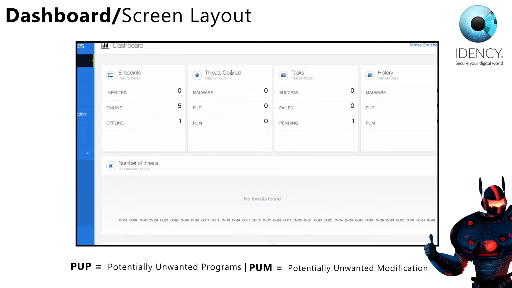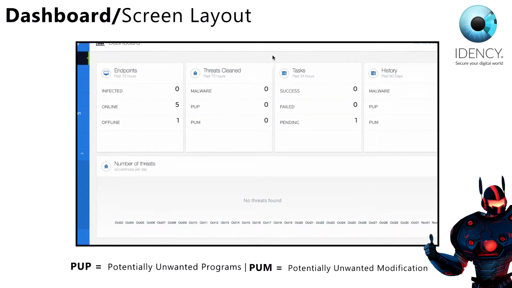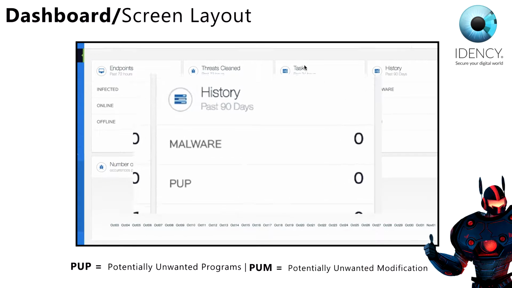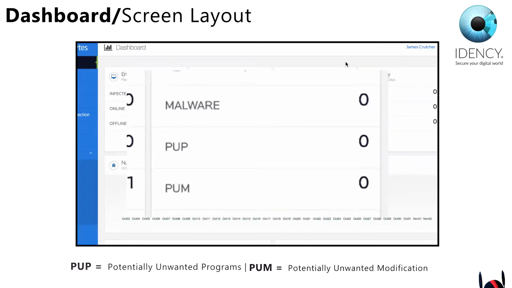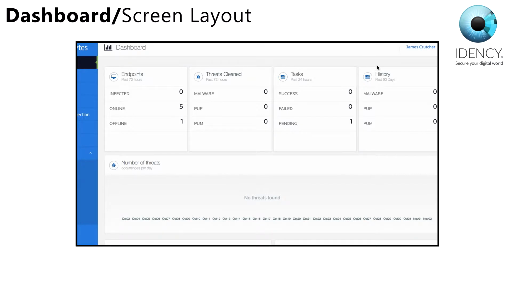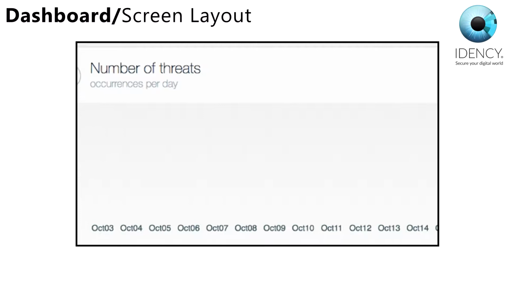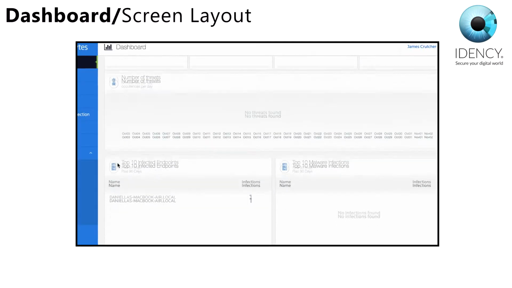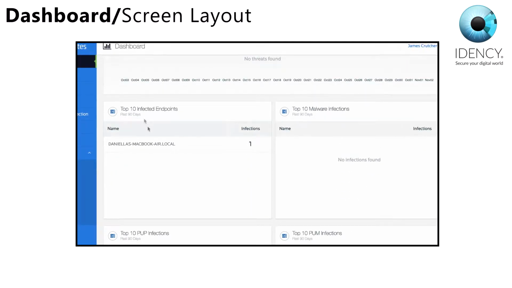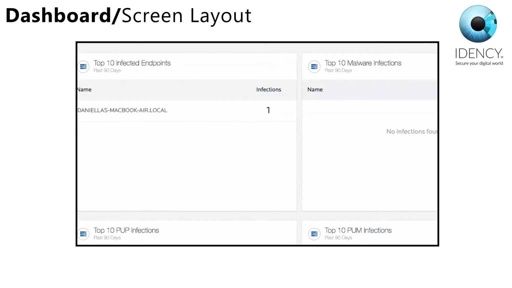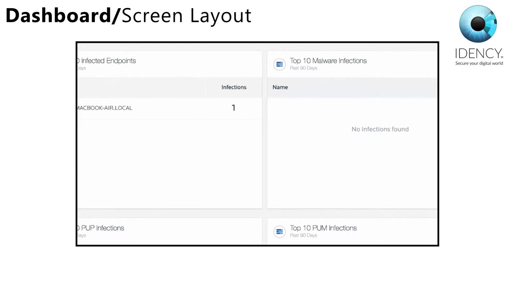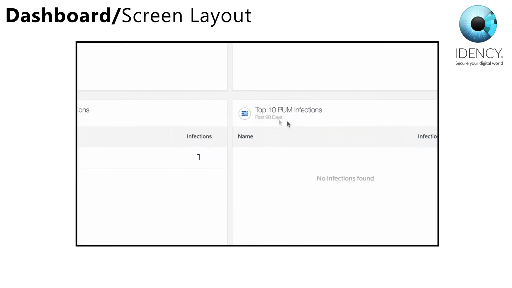If you want to see details for a longer period, you can see the history for the last 90 days, which include any malware, PUPs, and PUMs that have been picked up. A really useful feature of this for your overall awareness is the number of threat occurrences per day. Another great overview feature of the dashboard is that it will display the top 10 infected endpoints, top 10 malware infections, top 10 PUP and PUM infections, all for the past 90 days.